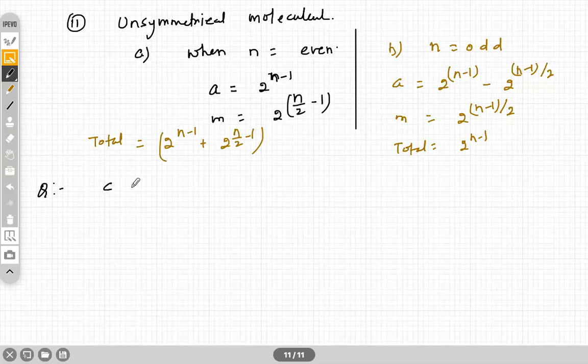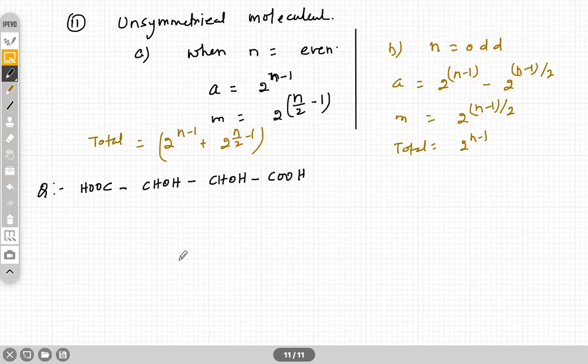Suppose a molecule is this. We have COOH, CHOH, CHOH, and COOH. Okay, it is a symmetrical molecule. You see around this we have symmetrical molecule. Number of stereo center is 2. These 2 carbons are chiral carbon. So n value is 2 for this one.